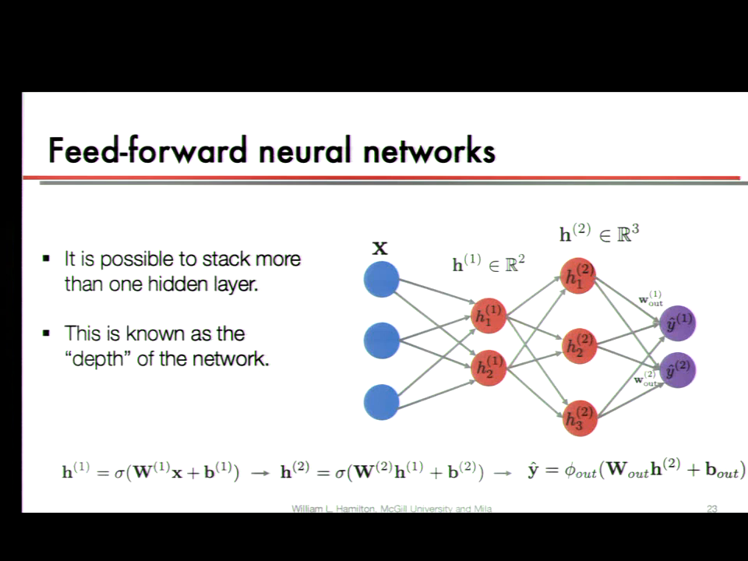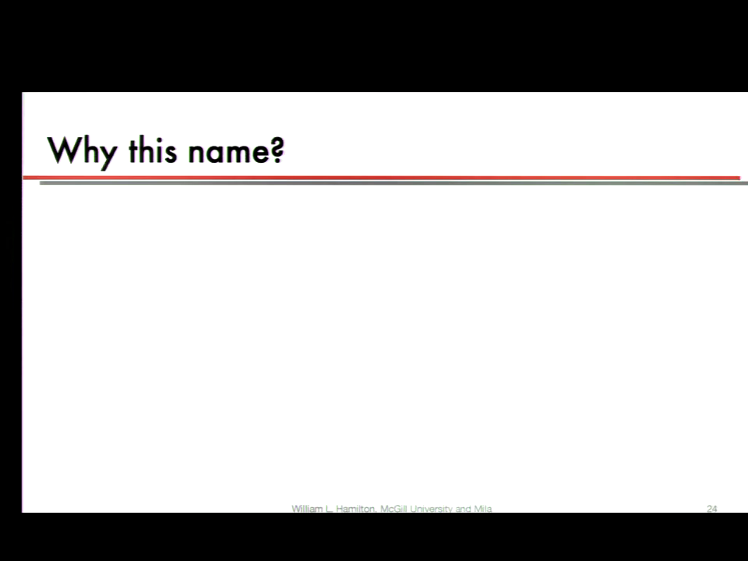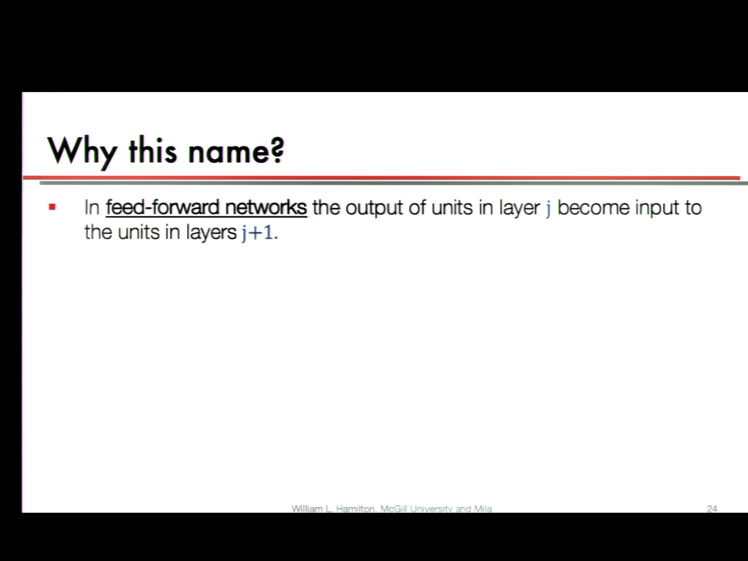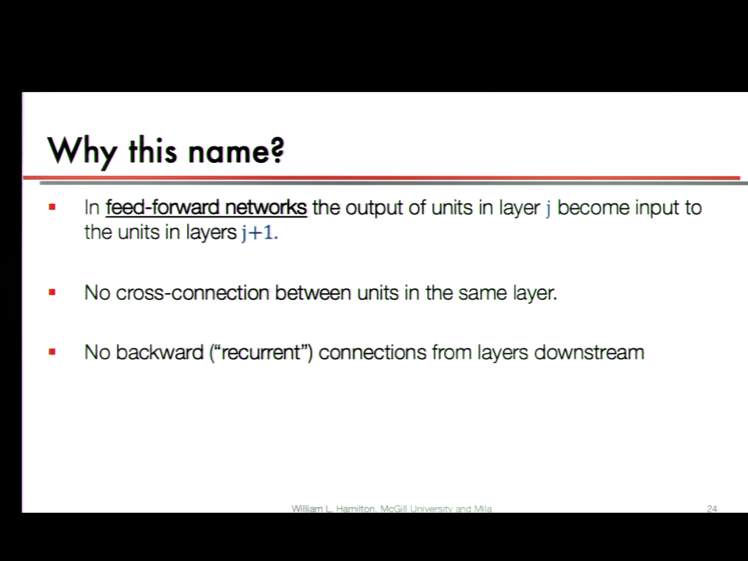All right, cool. So as a quick note, why are these called feed-forward neural networks? Well, first off, they're called neural networks because a long time ago people thought these were like the way that neurons work in the brain. They're called feed-forward because the information is going from the input layer to the next layer to the next layer. The information's always flowing in one direction. So there are no cross connections within an individual layer, which would be kind of weird. And there are also no backward or recurrent connections.